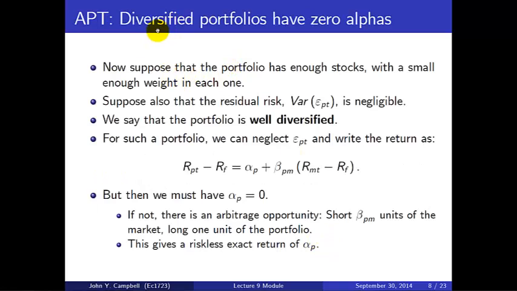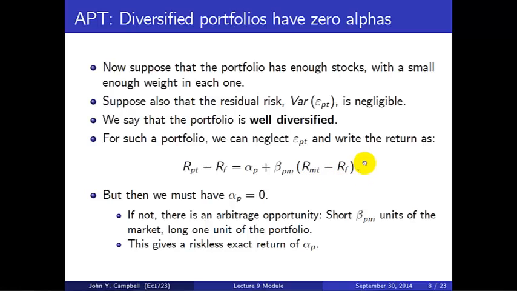Now let's think about a so-called diversified portfolio, which is one that has many, many stocks in it with a small enough weight in each one, such that the residual risk, the variance of epsilon PT, is negligible. We will neglect it. We will assume it's basically zero. Then we say that this portfolio is well diversified. And for such a portfolio, we can neglect epsilon PT and write the return as simply RPT minus RF equals alpha P plus beta PM times RMT minus RF.